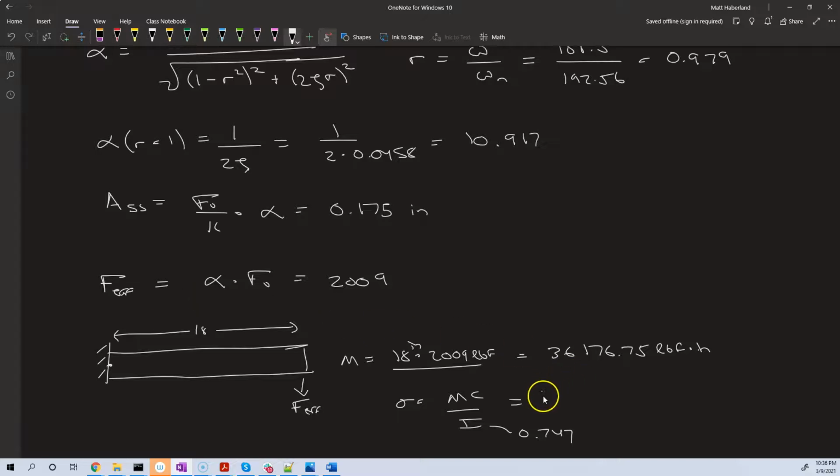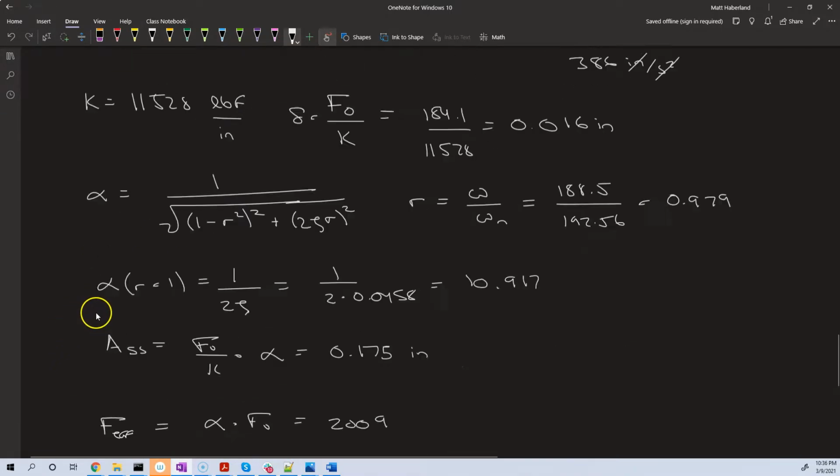We get a stress of 48.43 KSI. That's quite a bit for most materials, right? If we were using some sort of mild steel, this is going to be too much for it. And so then you ask, well, how do you remedy the problem? That's a good design question.